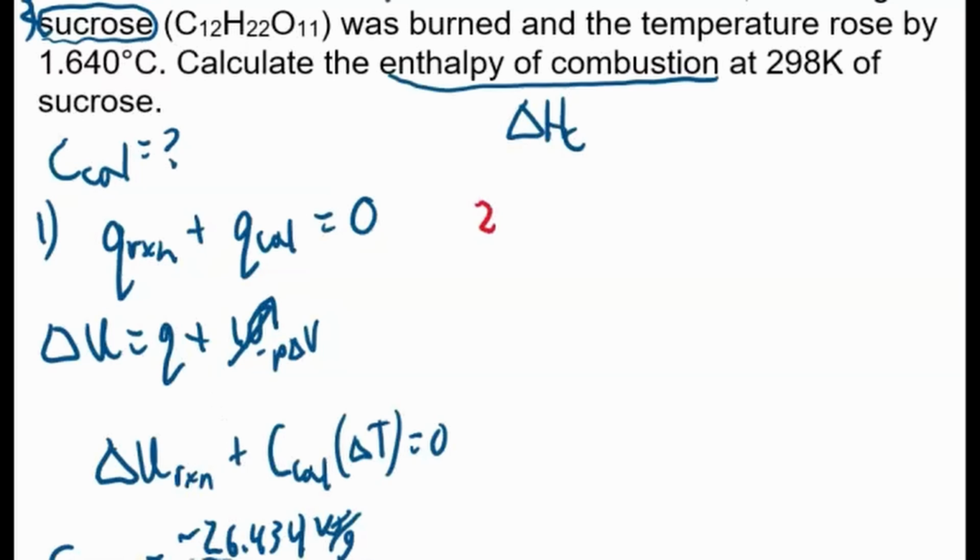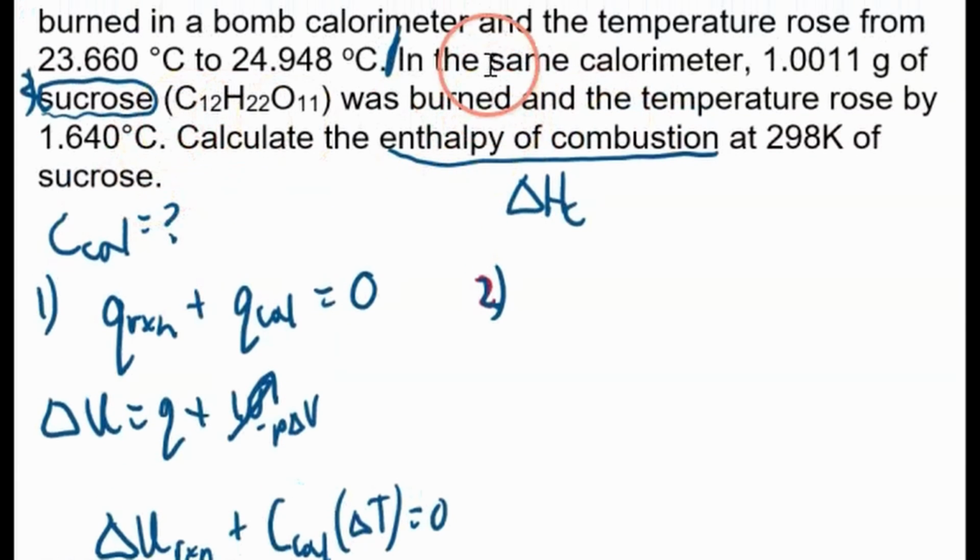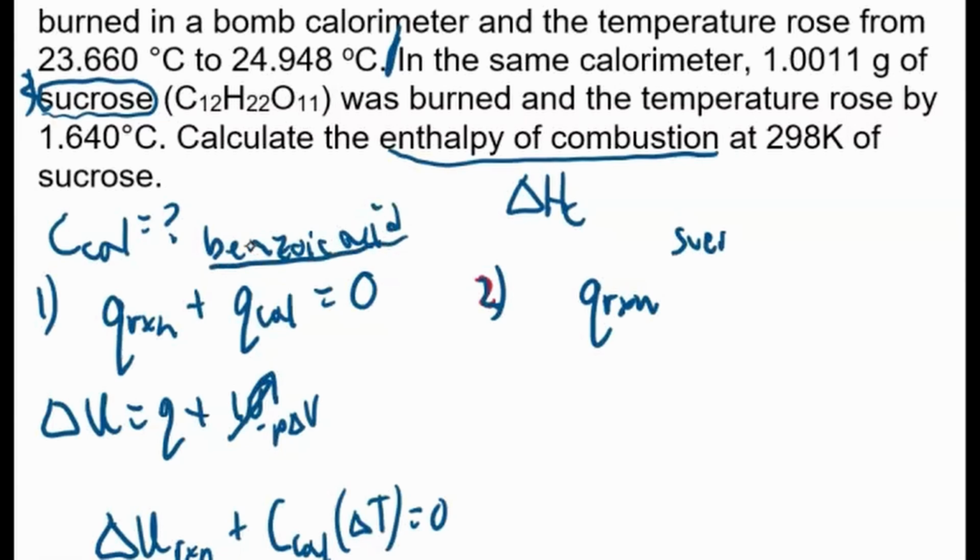And now we'll look at the second experiment to get the enthalpy of combustion of sucrose. So let's consider what's going on here. We're burning sucrose in a bomb calorimeter. This is a variation of the first law of thermodynamics, so we'll write it out again. Q reaction, now this is the reaction of the sucrose. The first one was the benzoic acid, and the second part is for the sucrose. So the heat transfer of the sucrose plus the Q of the calorimeter has to equal 0.